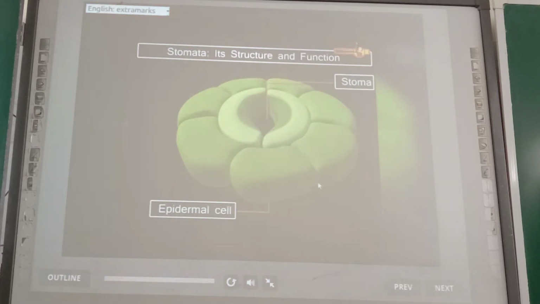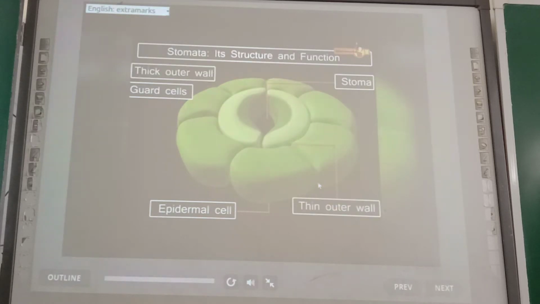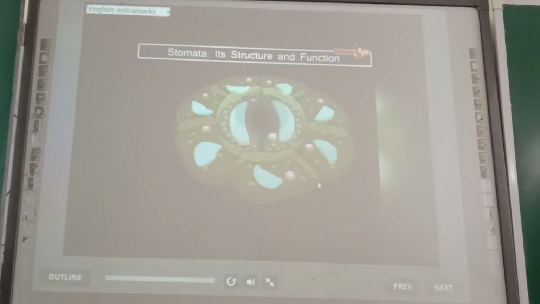The stoma is flanked by two epidermal cells called guard cells. These cells have differential thickening, that is, a thin outer wall and a thick inner wall facing the stoma. Each guard cell consists of a nucleus, peripherally arranged chloroplasts, and a large central vacuole. The guard cells control the opening and closing of the stomata, which in turn regulate the loss of water from the leaves into the atmosphere.